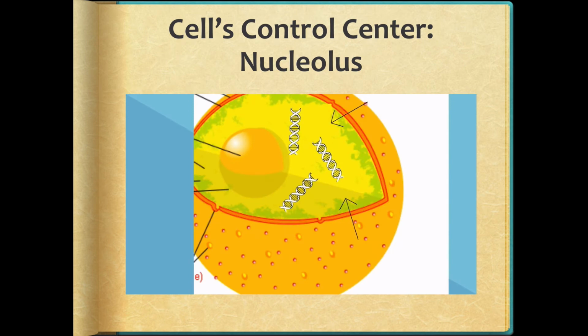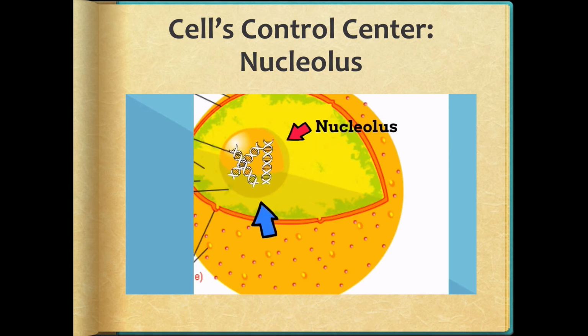Nucleoplasm is a gel-like or watery material found inside the nuclear membrane. You will find the DNA suspended in the nucleoplasm. The nucleolus is almost like a nucleus inside the nucleus. It has a very high concentration of DNA.